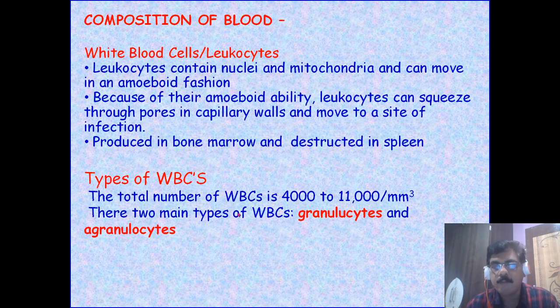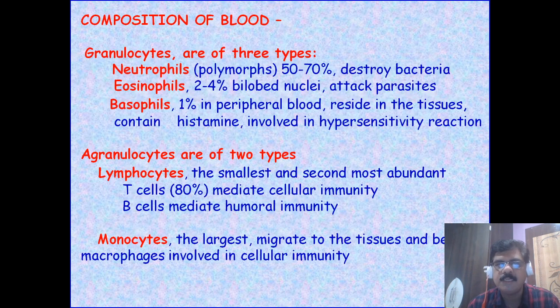And there are two types of WBCs. One is called a granulocyte, whose cytoplasm possesses granules, and the other is called an agranulocyte. Among the granulocytes are the neutrophils, eosinophils and basophils.